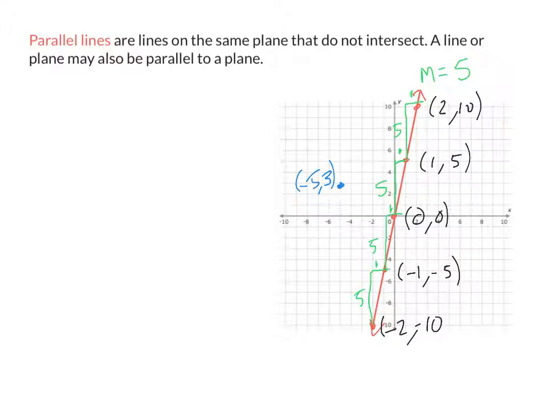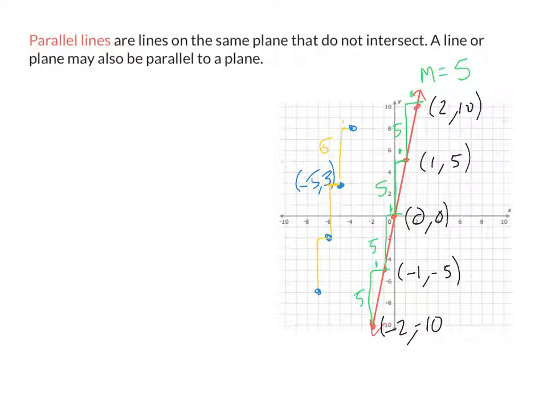So for these lines to never touch, through my blue point, I want to go the exact same amount up and over as the red line, because if they grow at the same rate, then it's never possible for them to touch. So up 5 over 1, I could go over the 1 and then down 5. Puts me right there. I think I could do it again. There we are.